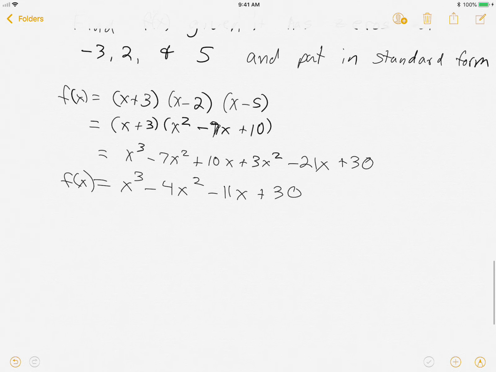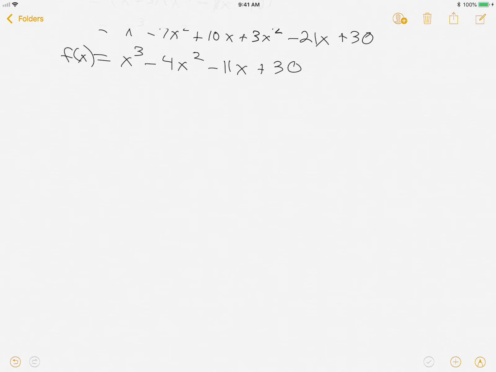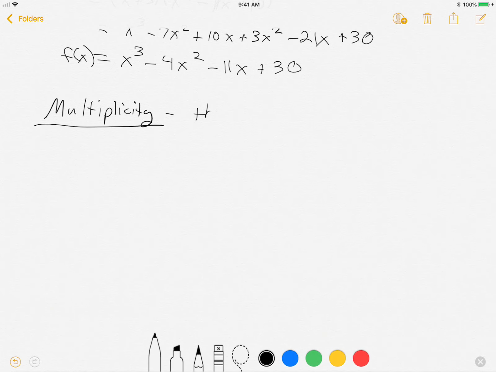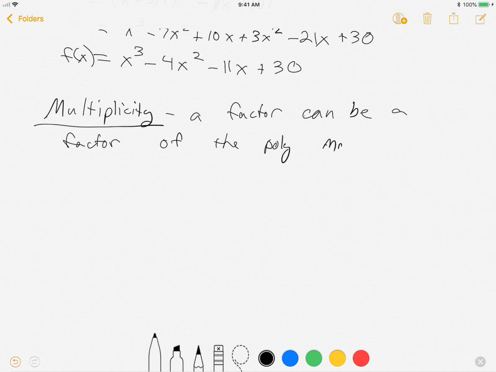Now, when we're talking about these factors, there's an important concept we need to bring to the forefront called multiplicity. Multiplicity basically says that a factor can be a factor of the polynomial more than once.